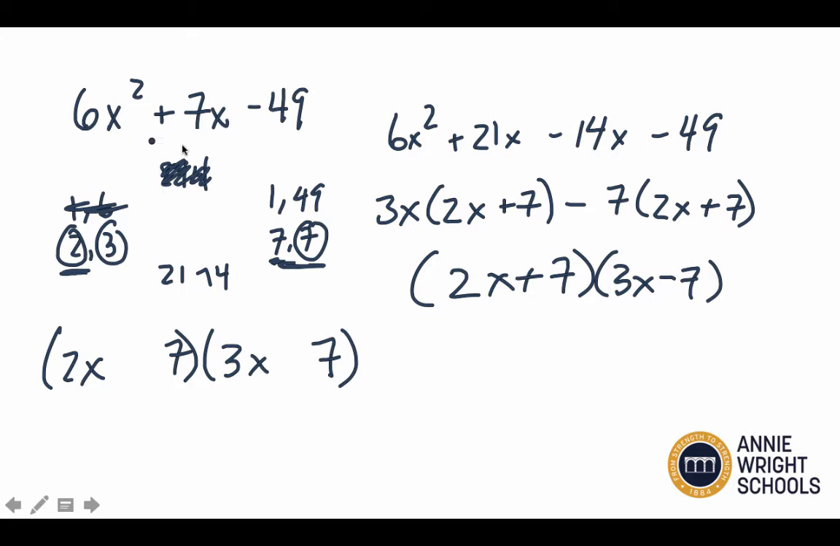Bigger product gets this sign. What's bigger, 21 or 14? 21 is bigger, so that's the plus, and there's your minus. The sign of B goes to the bigger product. I know I have a positive and negative because A times C is negative. Good? All right.